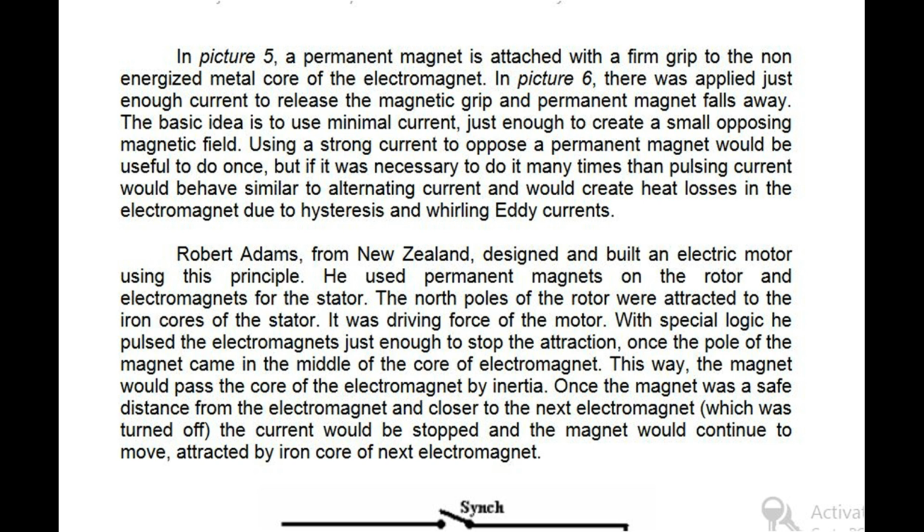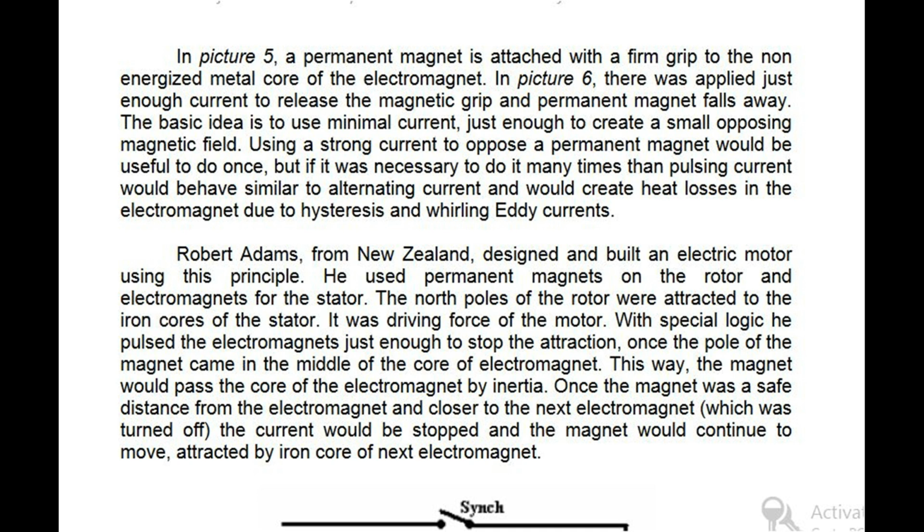Using a strong current to oppose a permanent magnet would be useful to do once, but if it was necessary to do it many times, then pulsing current would behave similar to alternating current and would create heat losses in the electromagnet due to hysteresis and whirling eddy currents.